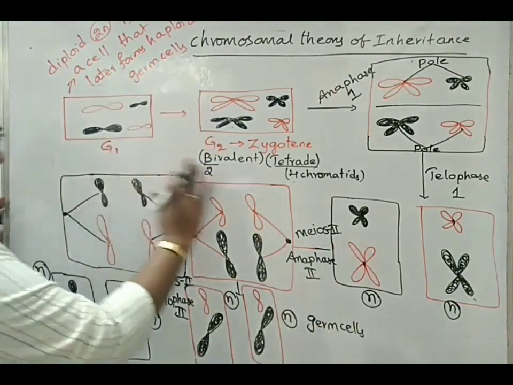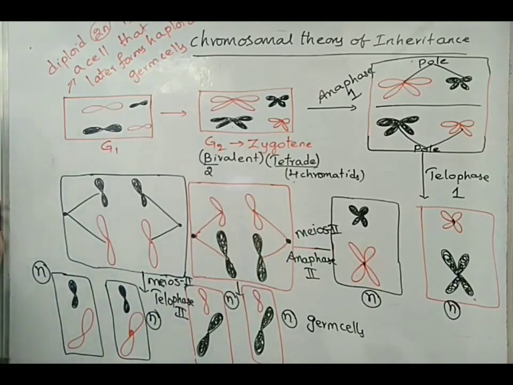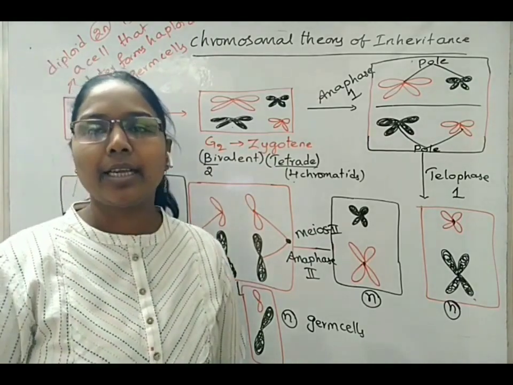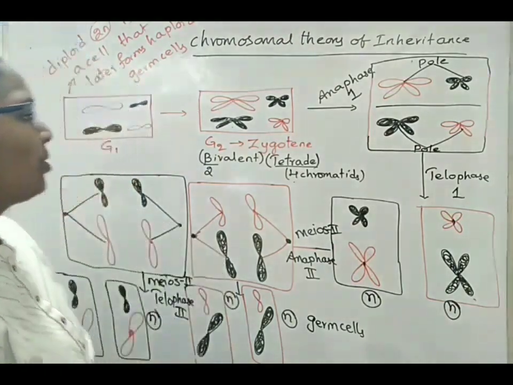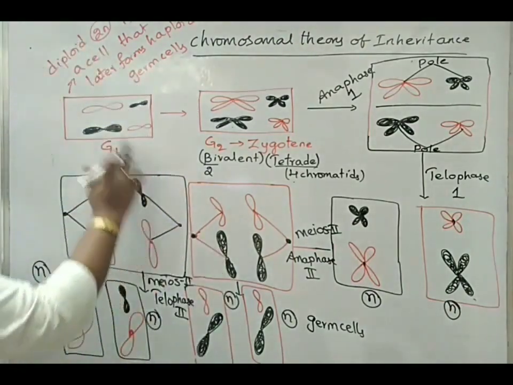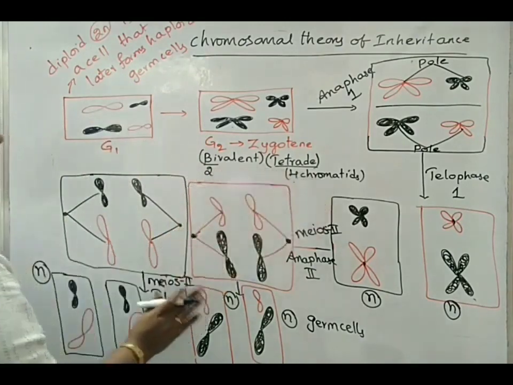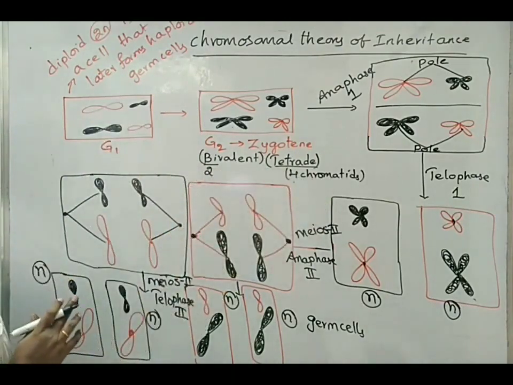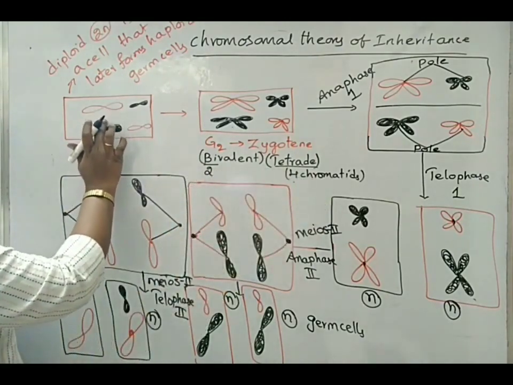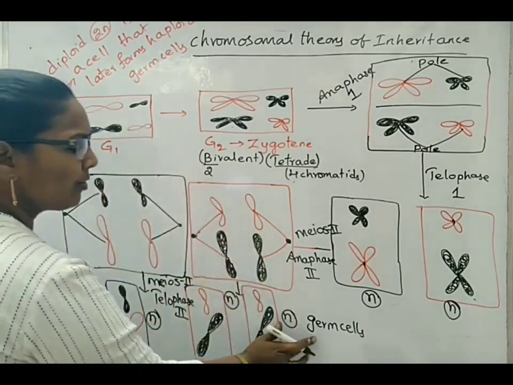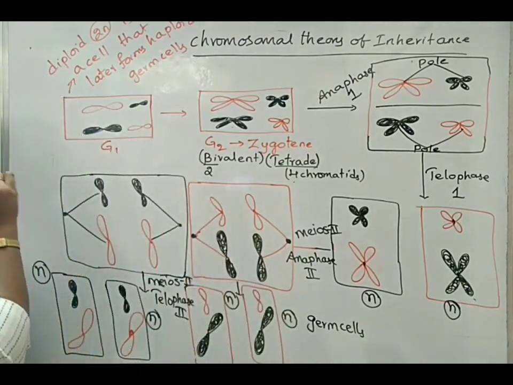This total diagrammatic representation is according to your NCERT page number 82. So please go through these points, whatever extra points I have written here. We can also use a term like non-allelic chromosomes for the type of chromosomes that are involved in the production of germ cells.